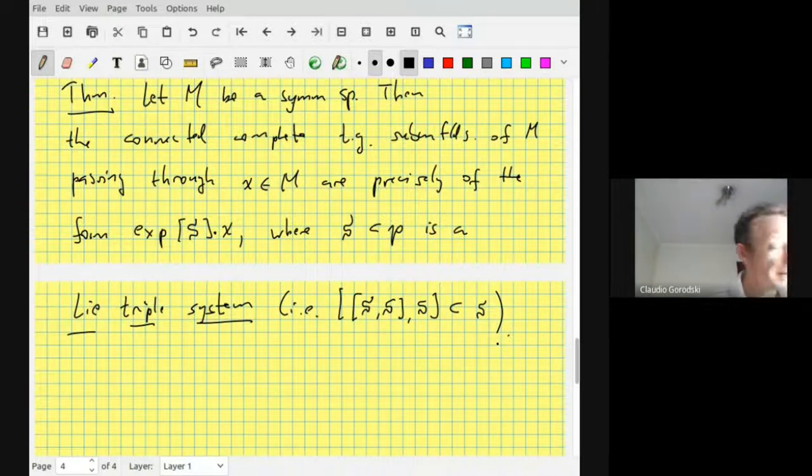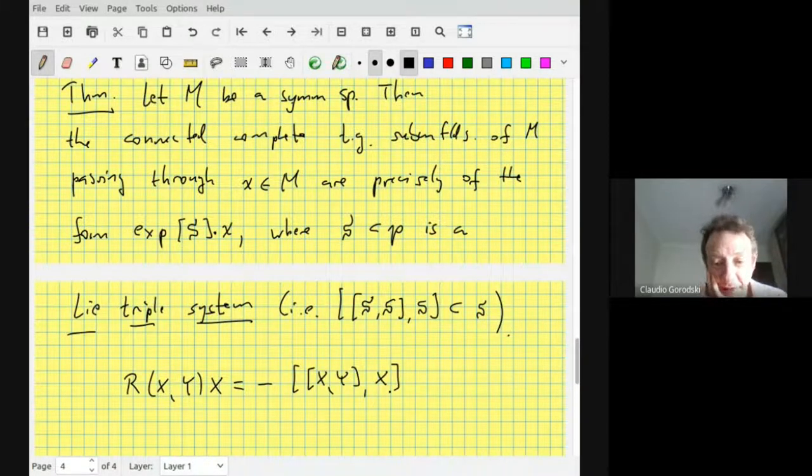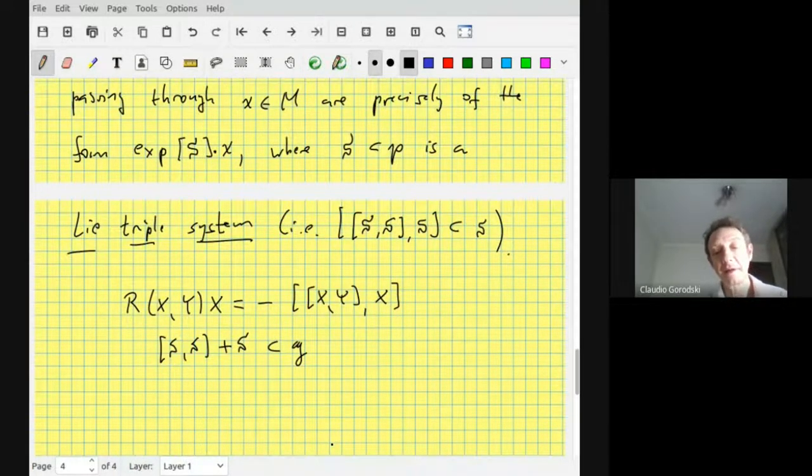Well, maybe I just say that you remember the formula for the curvature, right? So if we have a totally geodesic submanifold, then the curvature tensor of M restricts to the submanifold. Therefore, it must be a Lie triple system. And conversely, if we have a Lie triple system, this is a Lie subalgebra of g, and we can take the associated connected group, and its orbit through the base point will be a totally geodesic submanifold. Okay.